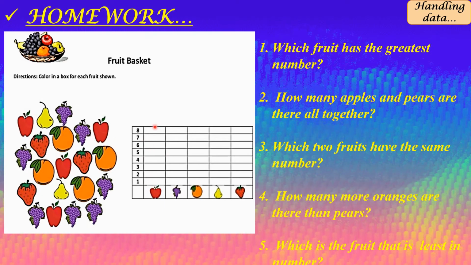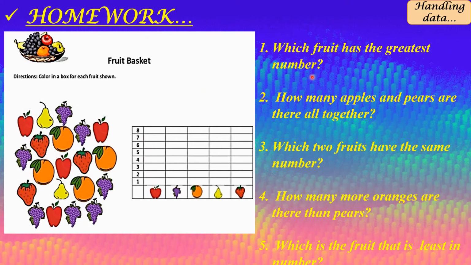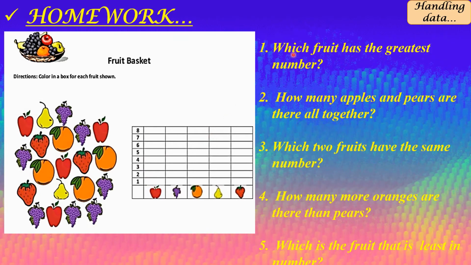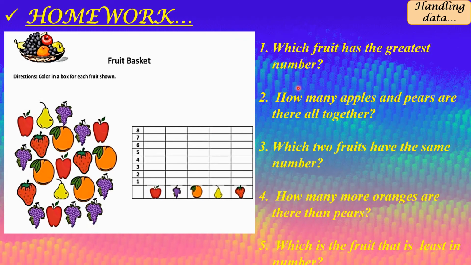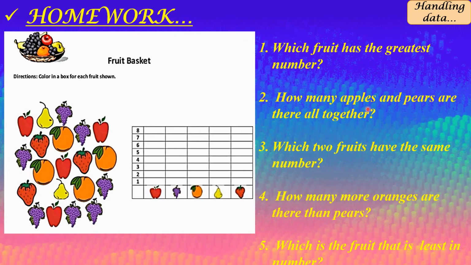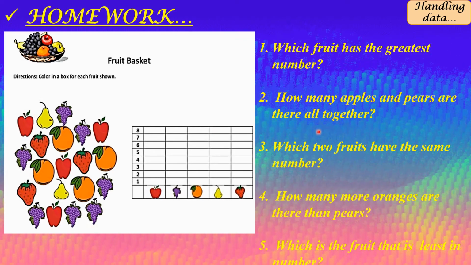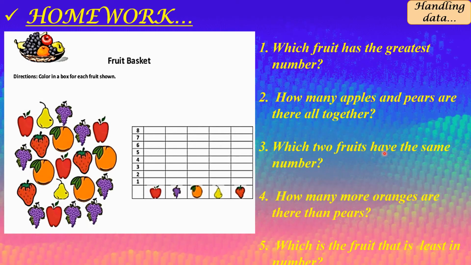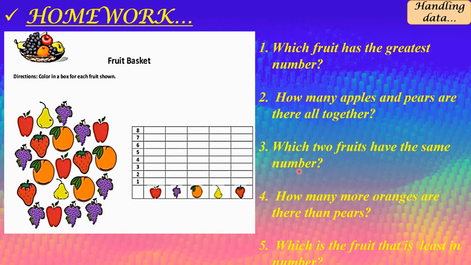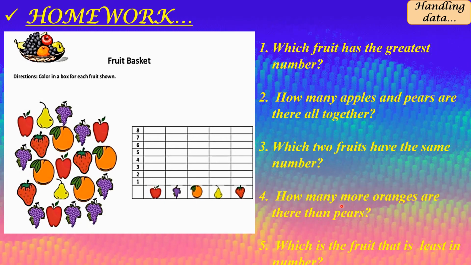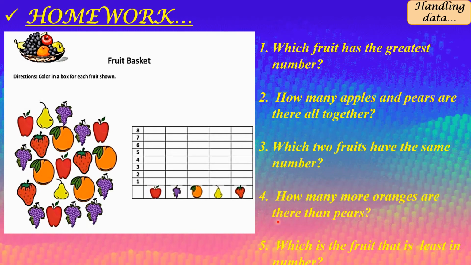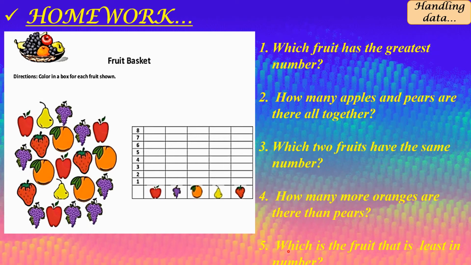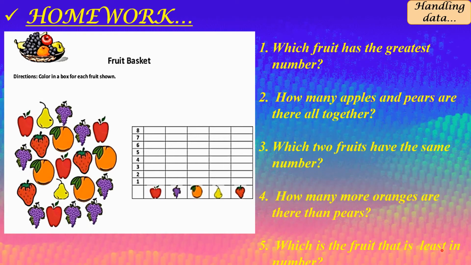Then the questions will help you for this answer. So first question, which fruit has the greatest number? Second, how many apples and pears are there altogether? Third one, which two fruits have the same number? Fourth one, how many more oranges are there than pears? Then the fifth one, which is the fruit that is least in number?